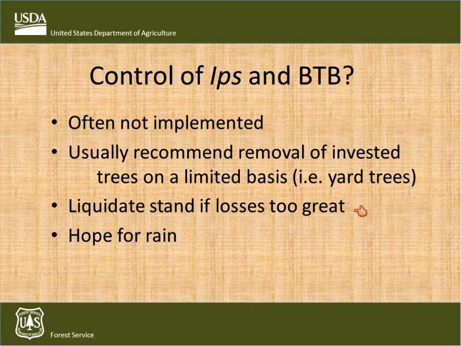But those are all local decisions and individual decisions that a forester and the landowner need to make jointly. And then with Ips beetles and black turpentine beetle, they're secondary pests, remember. They're associated with stressors on the landscape, drought particularly. Hope for rain, unfortunately, is one of the things that we can say about Ips and black turpentine beetle.